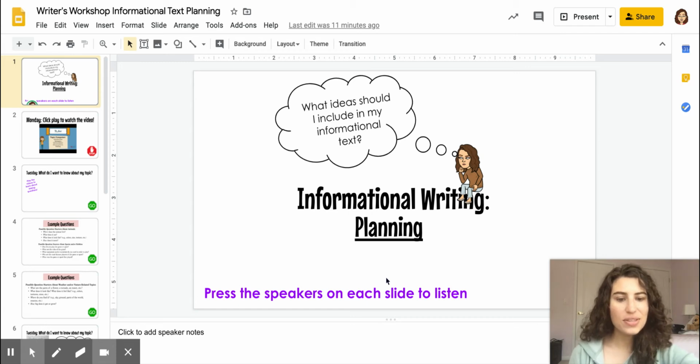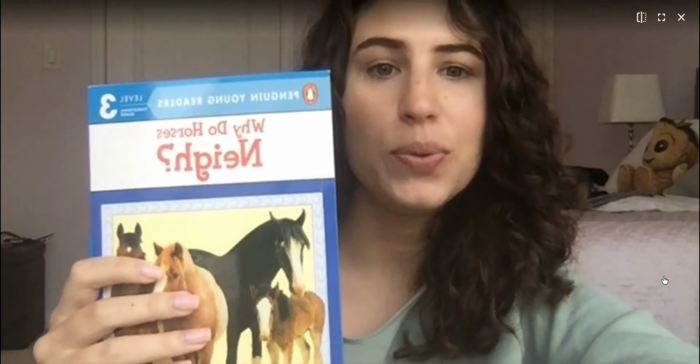Hi everyone. So this week we're going to start planning our informational writing, and one way we're going to do that this week is by asking and answering questions through research. So first I'm going to make my screen a little bit bigger. So one book we already looked at was Why Do Horses Neigh?